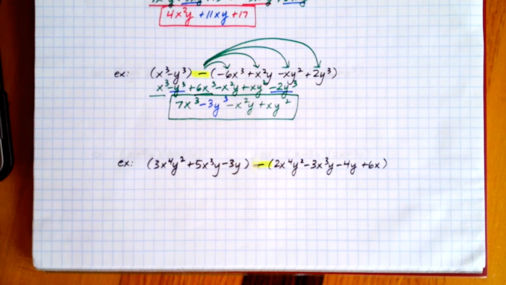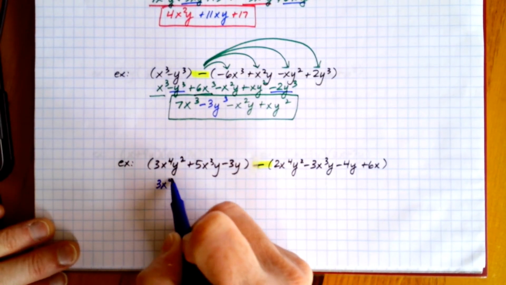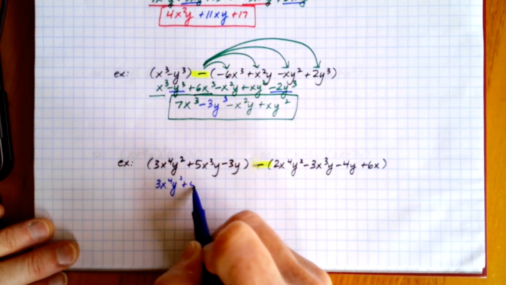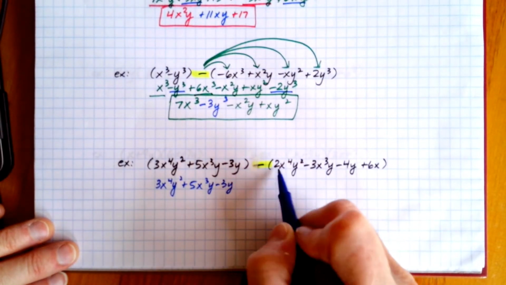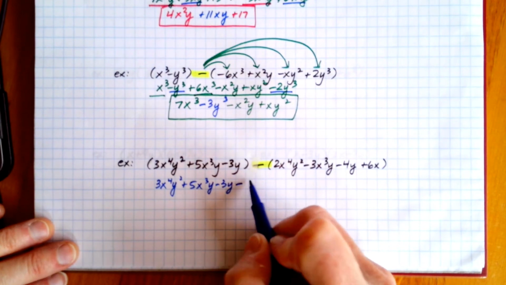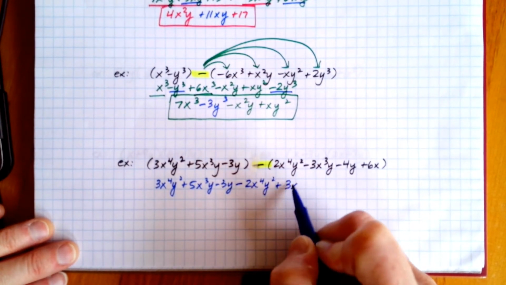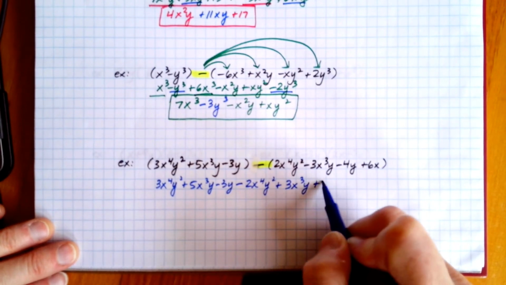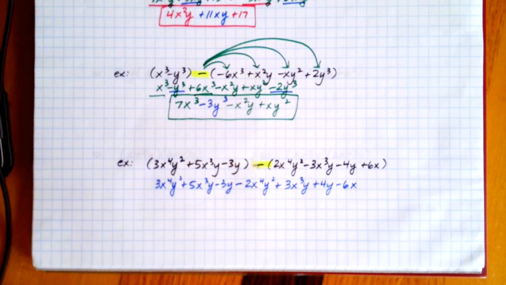And the last one, boy, it's ugly, but the process is the same. We're going to drop the parentheses in the first polynomial and distribute the negative through the second polynomial. So it's going to be negative 2x to the fourth y squared, positive 3x cubed y, positive 4y, and minus 6x. And then we're on the hunt for like terms.